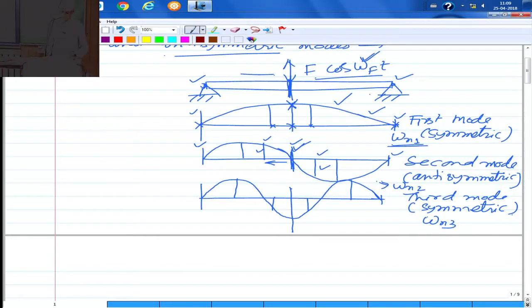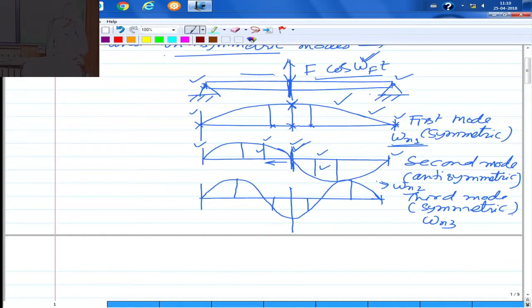Natural frequencies, that is, forcing frequency omega f is the same as the natural frequency. You know the resonance, isn't it? The first criterion of resonance is that the forcing frequency should be close to the natural frequency, or vice versa. If it is so, then the structure is expected to vibrate with maximum amplitude. So you call that resonance.